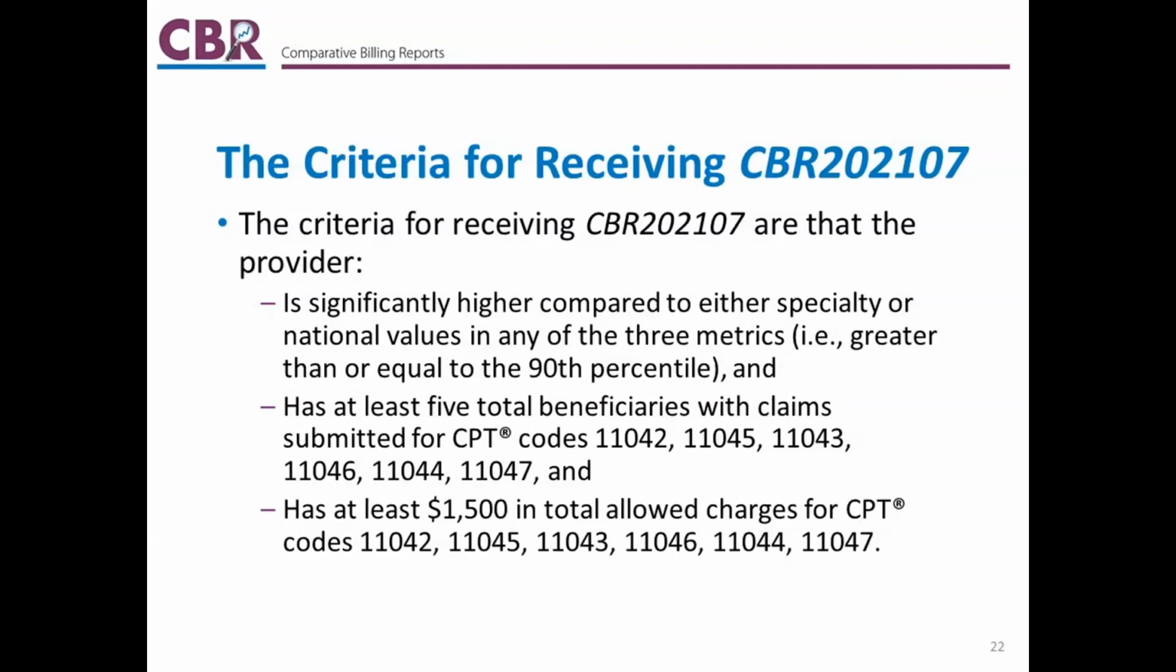Using the data and research, the CBR created criteria to select the providers who will receive a CBR 202107. That criteria is that the provider is significantly higher compared to either the state or national averages or percentages in any of the three metrics, which would be greater than or equal to the 90th percentile. And the provider has at least 5 beneficiaries with claims for CPT codes for wound debridement as defined within the report, and the provider has at least $1,500 or more in total allowed charges. Let's look now at the outcomes that could come from each comparison for the metrics.